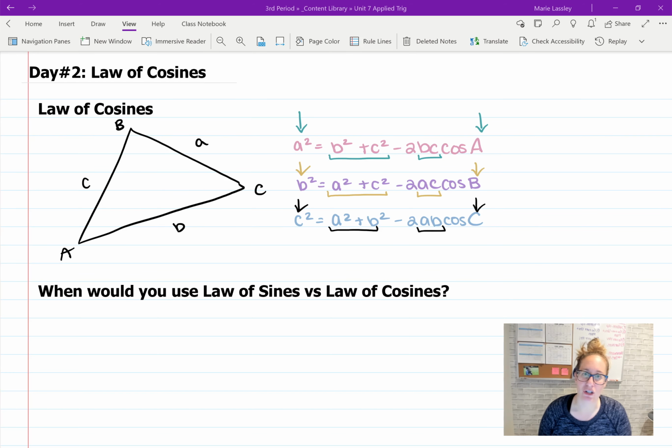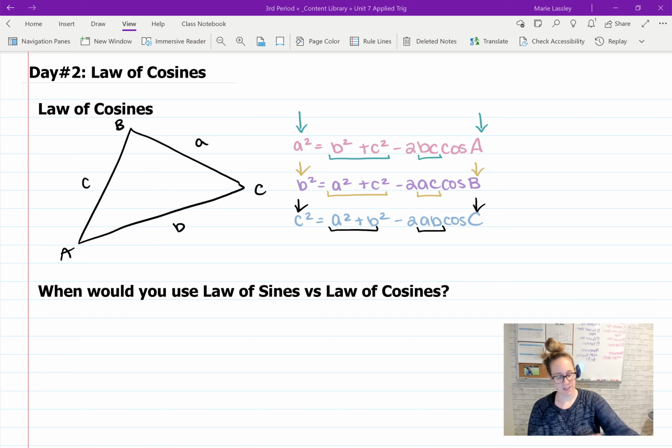Now, obviously, the letters could change, right? You could have a triangle with letters J, L, and K, but this is the pattern for that law of cosine. All right, so here's the big question. When would you use law of sines versus law of cosines?